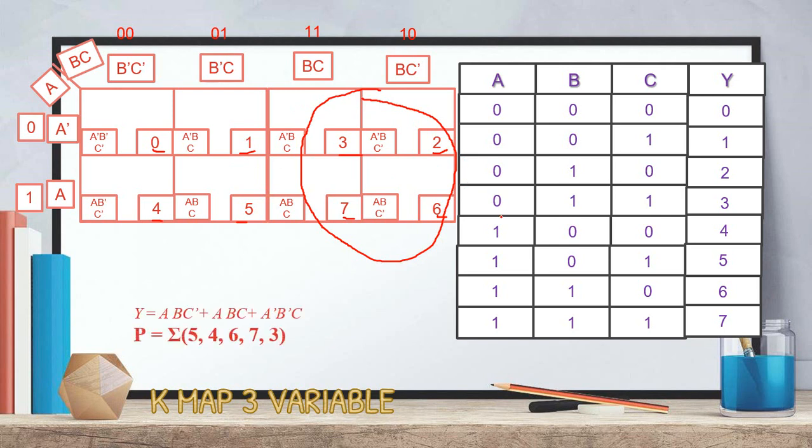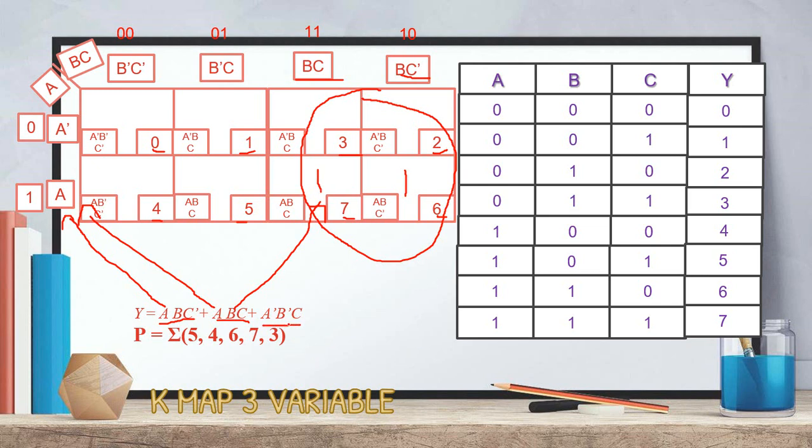Now we can take one example. First, ABC bar. Where is it present? A means this second row, and BC bar means the last column. So we can mark ABC bar as 1 here. Next we go with ABC. ABC means A is anyway the second row, and BC is present here, so we go with this column. So this is 1. Then A bar, B bar, C.